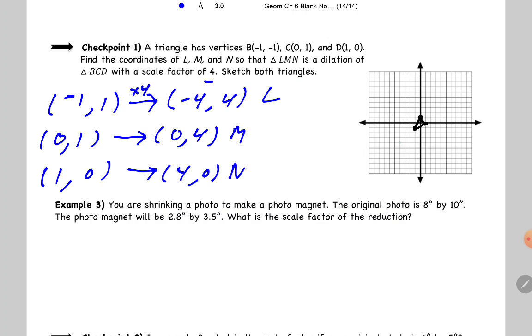So -4, oops, oh, it's -1, -1. There we go. So that'll be -4, -4. There we go. 0, 4, and 4, 0. And that's it.